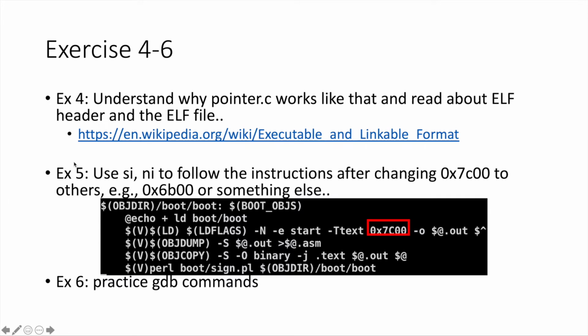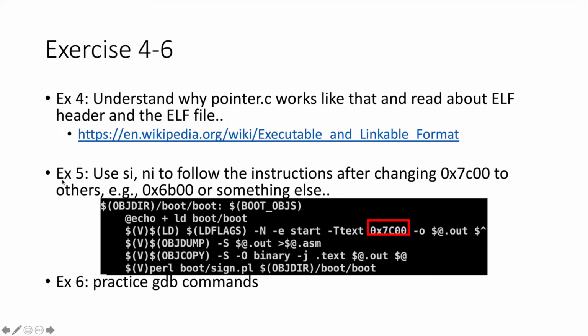Next is exercise 4 to 6. For exercise 4, please understand why pointer.c works as the command specifies, and also read about the ELF header and the ELF file format from Wikipedia. Doing so will be helpful for writing code in C and for understanding how JOS loads the kernel to the space over 1 MB from the disk, respectively.